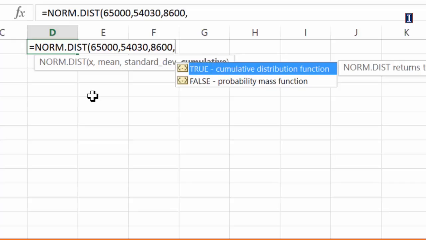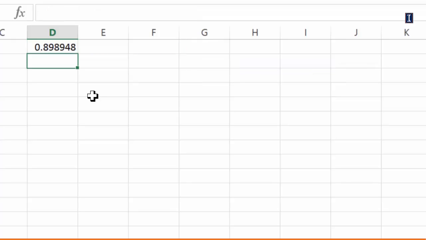And the last argument asks if you want cumulative or not. So in our case, we are always looking for the cumulative distribution. You're not ever going to use the probability mass function in this class. So you can either type in true, or what I like to do is type in 1. 1 is always translated to true, 0 is translated to false. So our last argument is just 1, close the parentheses and press return.